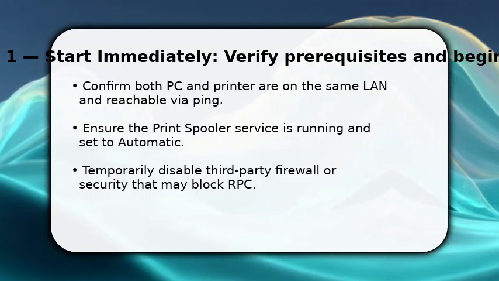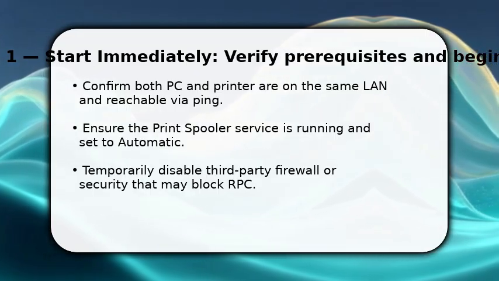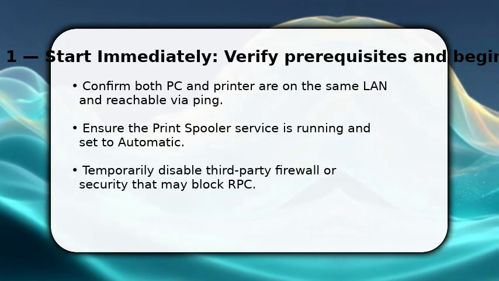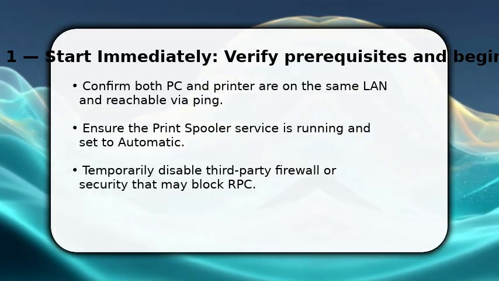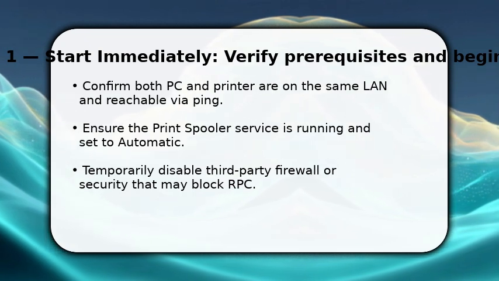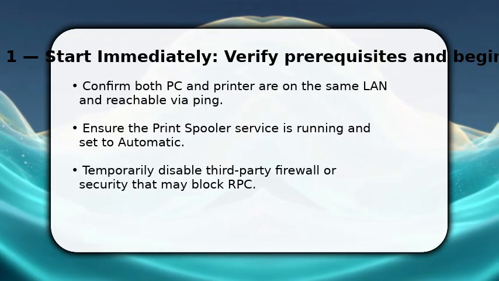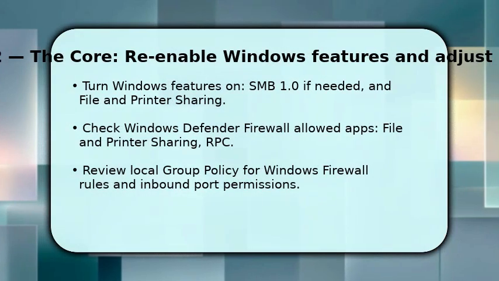Once done, temporarily disable third-party firewalls or security apps so we isolate the error. This prevents blocked RPC or file sharing ports from causing 0x000006d9 and lets you proceed to the core troubleshooting steps. Now you fix the middle.